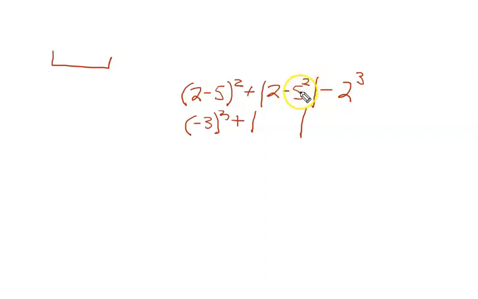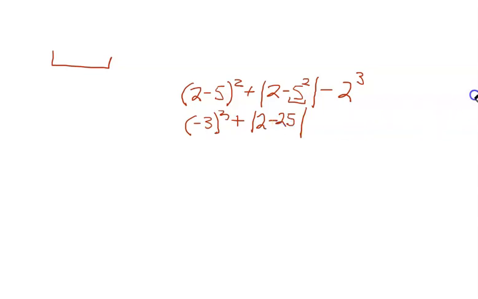Now, we have to do the exponent. Now, is it negative 5 that's squared, or just the 5? Well, it's actually only the item immediate to the left of the square symbol. So it's only the 5 that's squared. So this is going to be 2 minus 5 squared, which is 25. And I'm going to erase that and make this a negative 23.